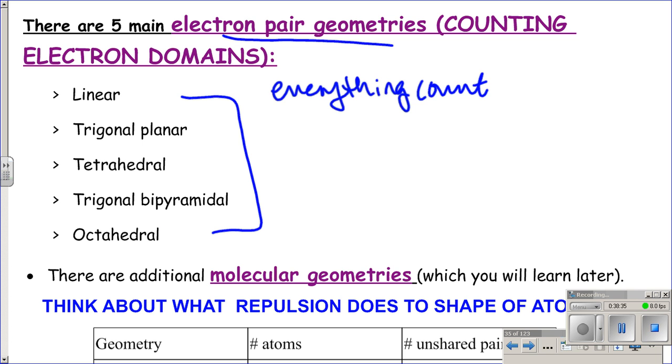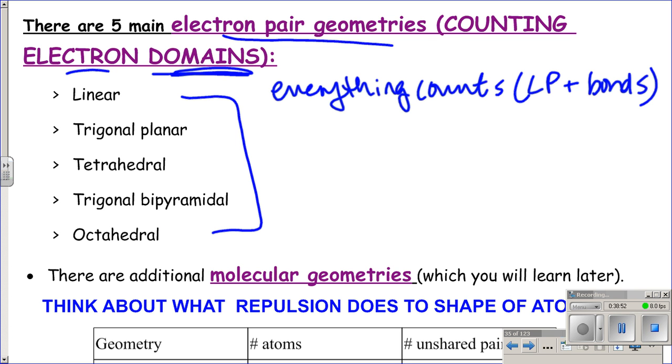Everything counts means that you're counting up lone pairs plus the bonds, which are areas in which electrons exist. So those are called electron domains. A domain is just where it exists. So these are the only shapes you will write for these, and that's because you're respecting both lone pairs and the bonds.